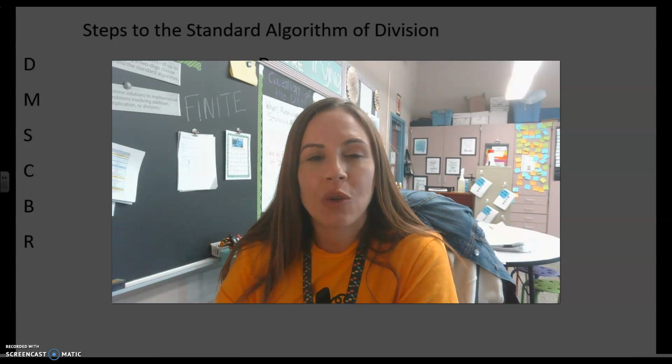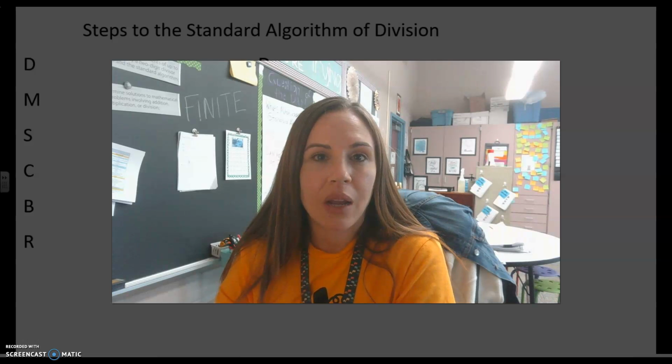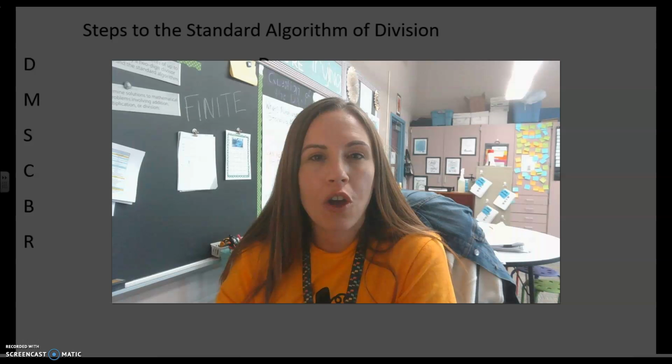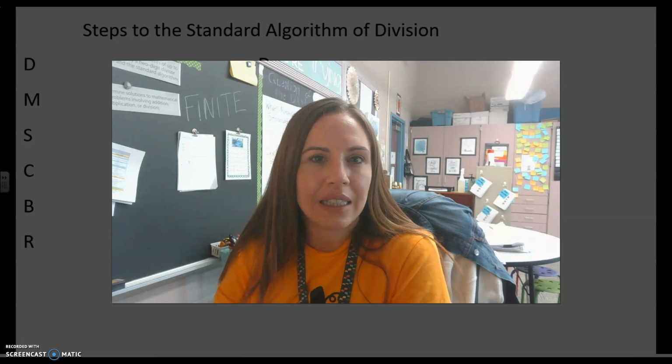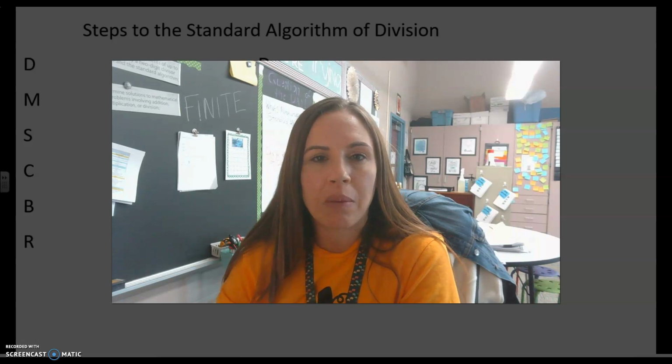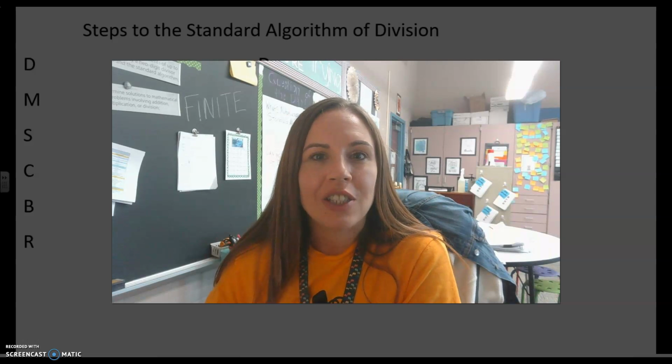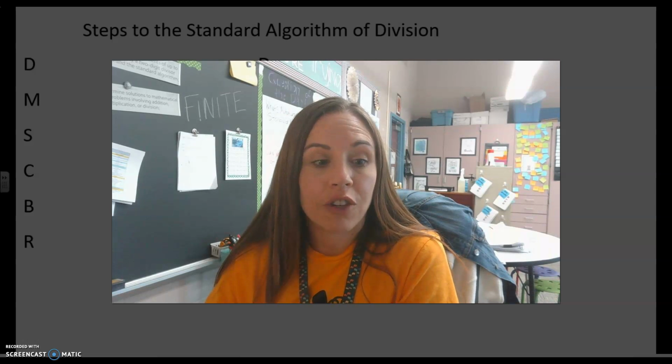So we are going to do a few problems together. Today we are dividing by multiples of 10. So hopefully it should be a little easier today as we take a few baby steps into long division. So let's take a look at our notes in our first problem.